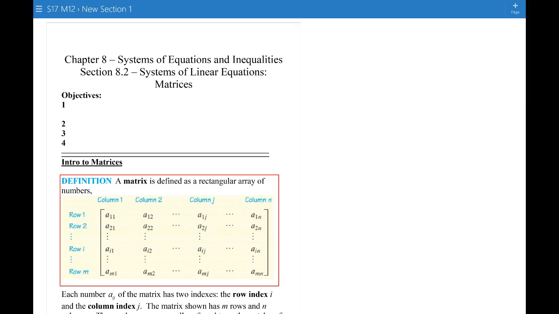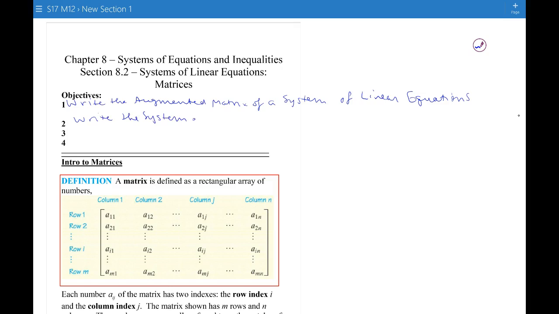So we're going to finish up what we're looking at in Chapter 8 with Section 8.2, Systems of Linear Equations still, and we're going to talk a little bit about matrices. We're going to talk about how do you write the augmented matrix of a system of equations. And they have to be linear in this case, so system of linear equations. We're going to write the system of equations from the augmented matrix.